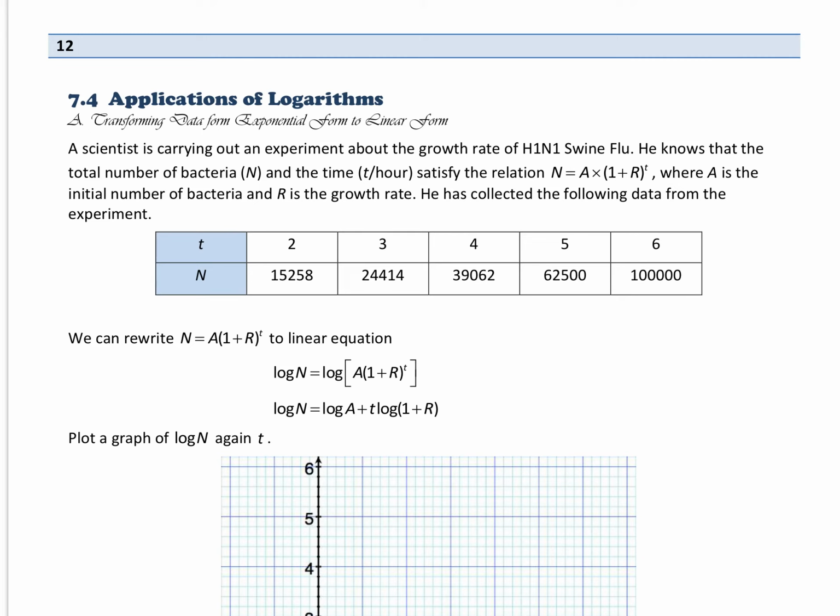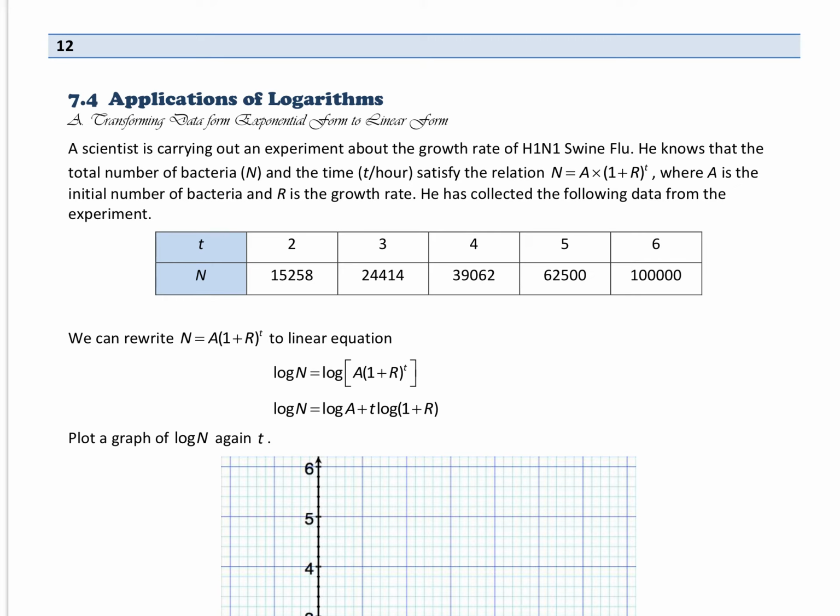In the last topic, we have already discussed some daily life examples which are in exponential form. For example, if you invest a principal in a bank, the amount is in exponential form, and some depreciation rate or growth rate is also in exponential form. Here is one of the examples.